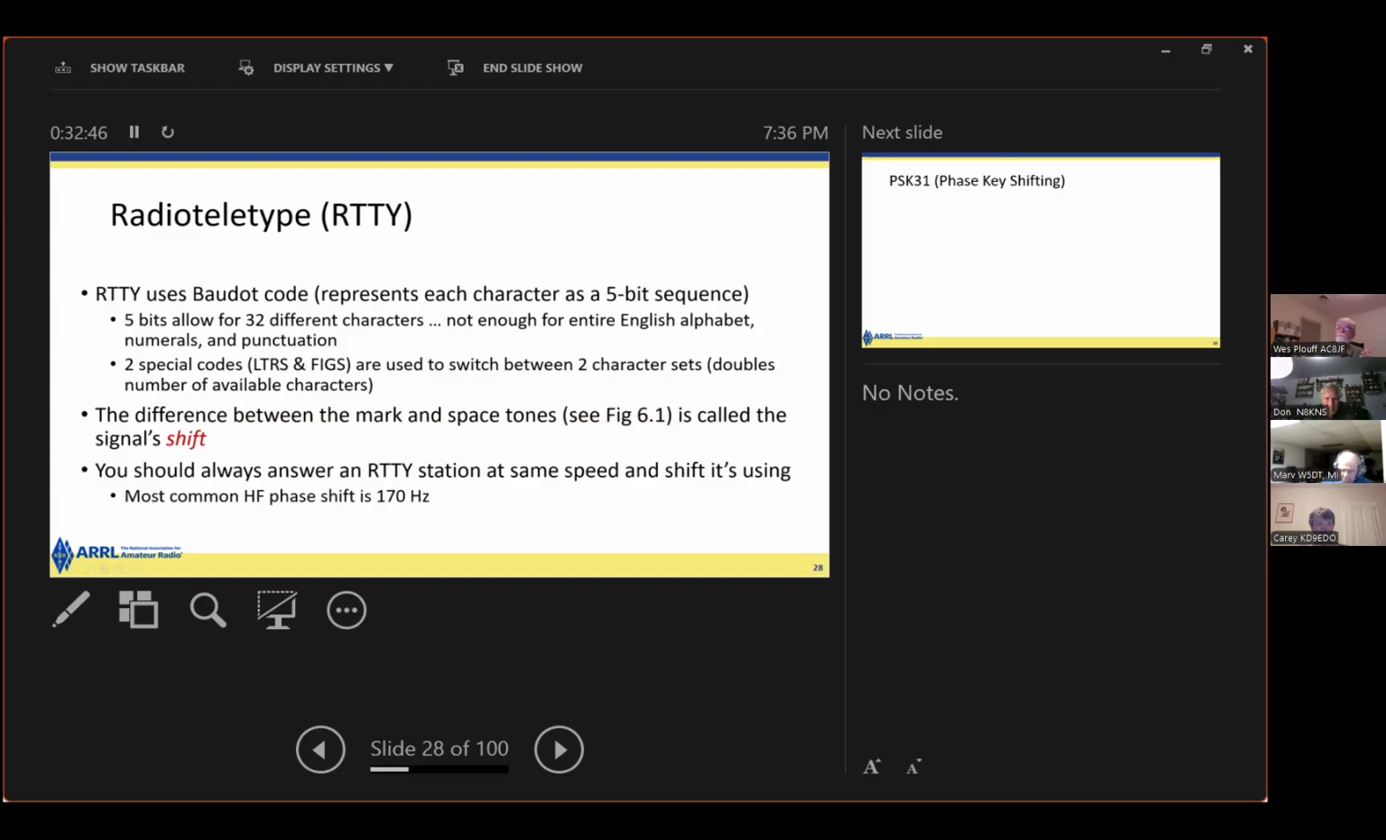Now, if you want a QSO with a radio teletype station, then you have to be set up with the same speed and the same frequency shift. And also you have to be on the same sideband. If you're on the wrong sideband, again, you'll decode gobbledygook.